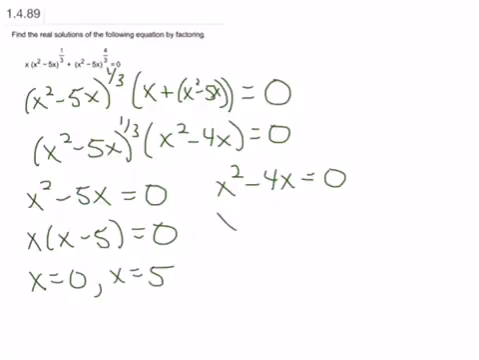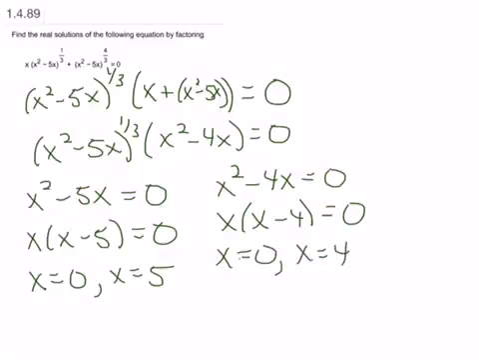And in the other equation, same thing, take out the x. We're left with x times x minus 4. Again, we get x equals 0, and we get x equals 4. So our real number solutions are x equals 0, 5, and 4.